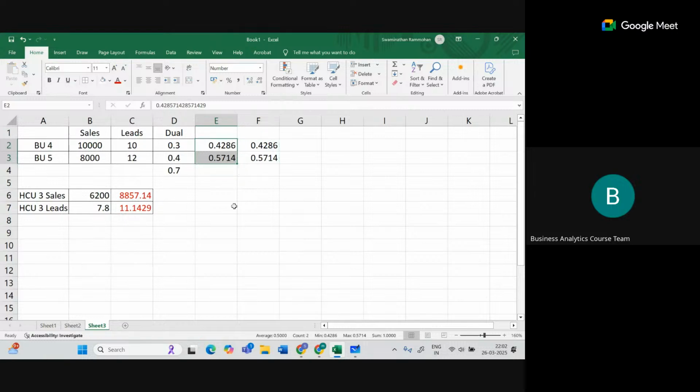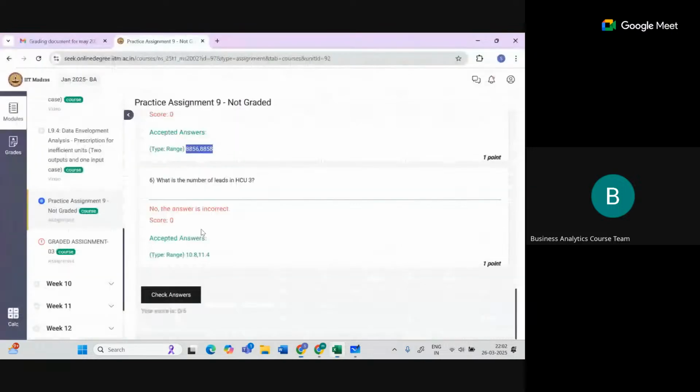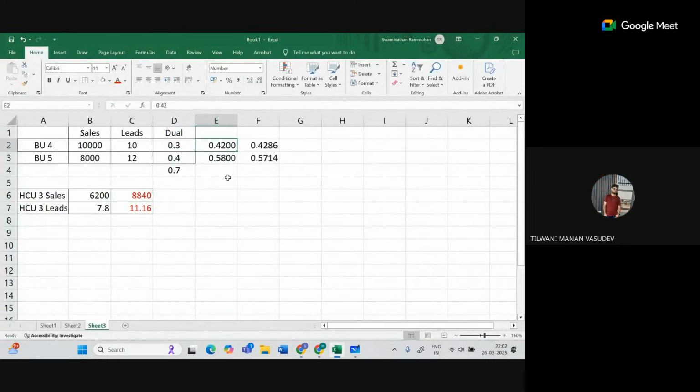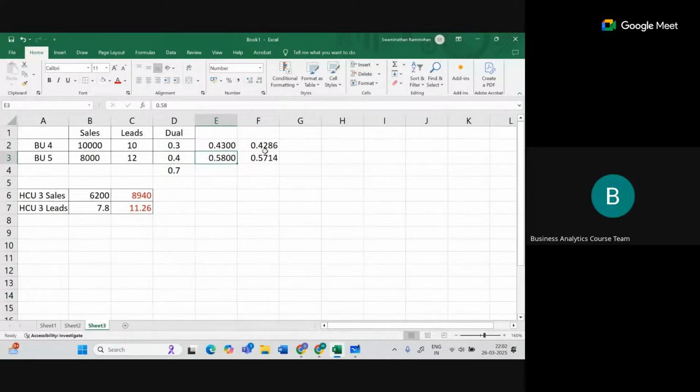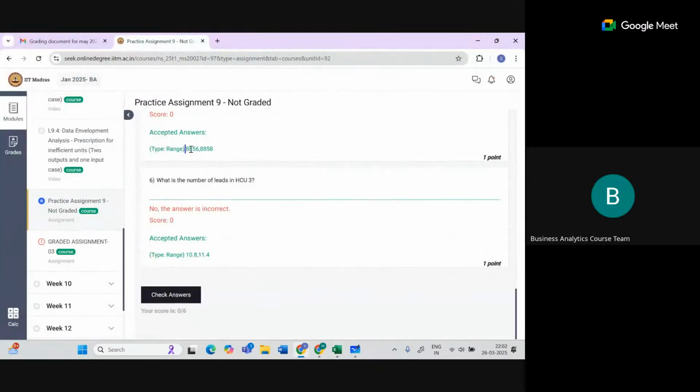But even if you make small changes, instead of 0.4286, if you keep it as 0.42, it will not come to 1. Yes, it will not come to 1. So make sure they both come to 1. And see, 0.43 is also correct. If I do 0.58, this is 8840. But look at the answer. 8840 is not there. If you change it to 0.43 and this is 0.57, even then the range is very, very different.